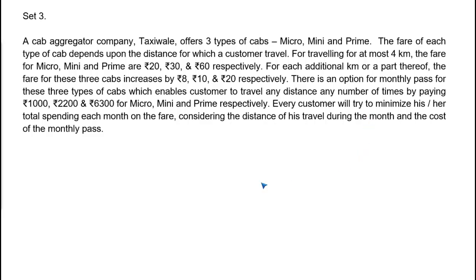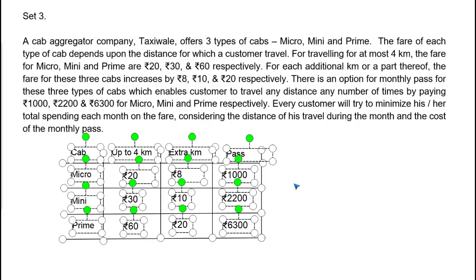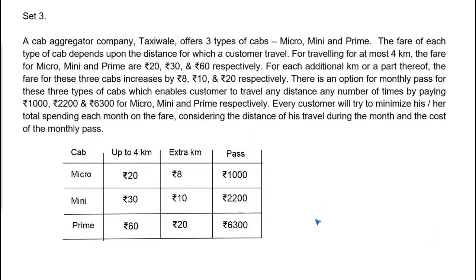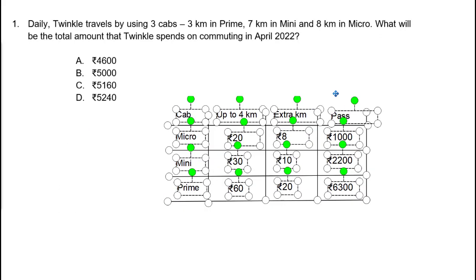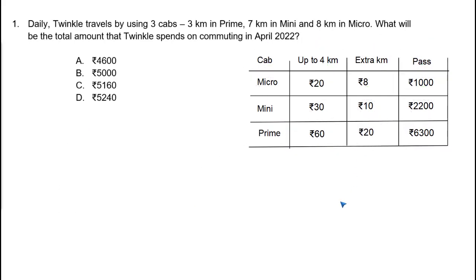Okay everyone, so this whole data is summarized in this table: cab, up to 4 km fare, extra kilometer fare and pass fare. All these 4 questions are independent of each other. So let's start with the first question. I will copy this table here. Hold on. Let's read the question carefully now.